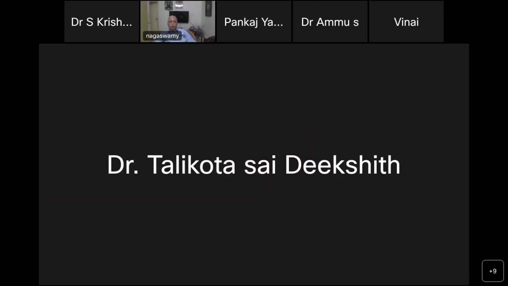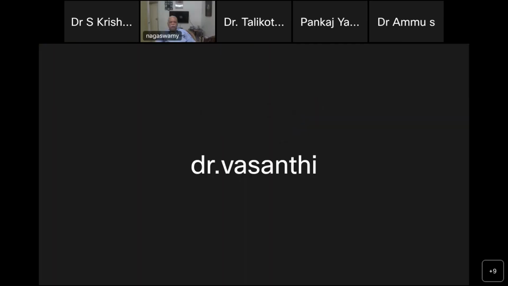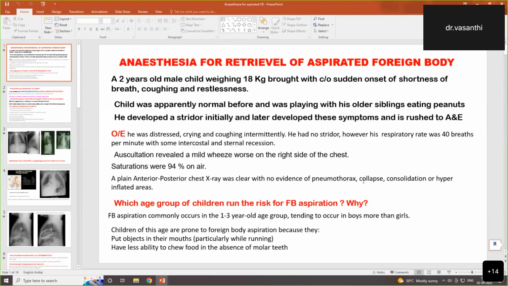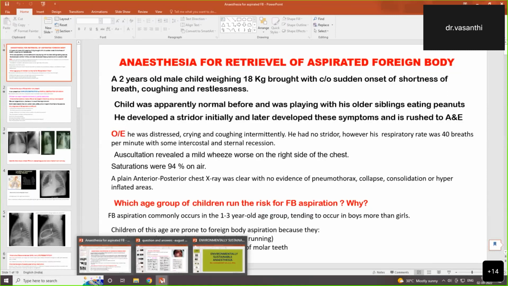Okay, sir. Just to have a visual idea about this, just go through. So you also showed the use of intralipid, sir, in the preparation of the tray for emergency drugs. Please include intralipid. Yes, always. Okay. Because we are using bupivacaine, yes.